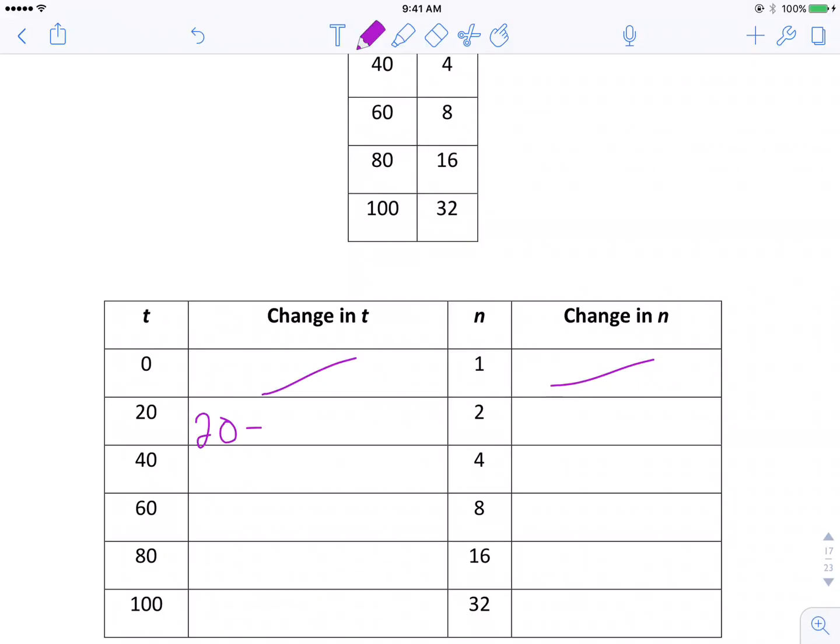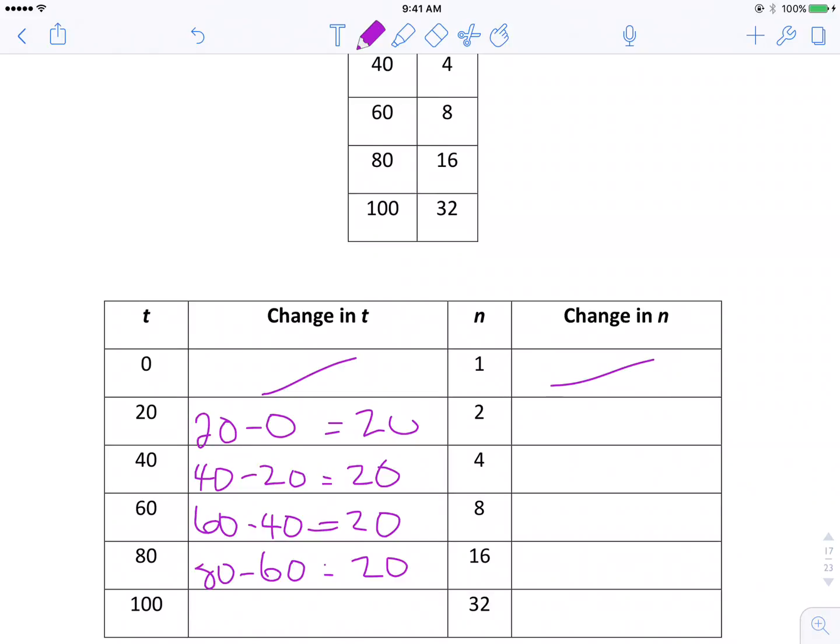20 minus 0 is 20. 40 minus 20 is 20. 60 minus 40 is 20. 80 minus 60 is 20. And 100 minus 80 is equal to 20. So here we can see there is a constant change in the independent variable. If we do the same, 2 minus 1, in our dependent variable, we see that we no longer have a constant change.